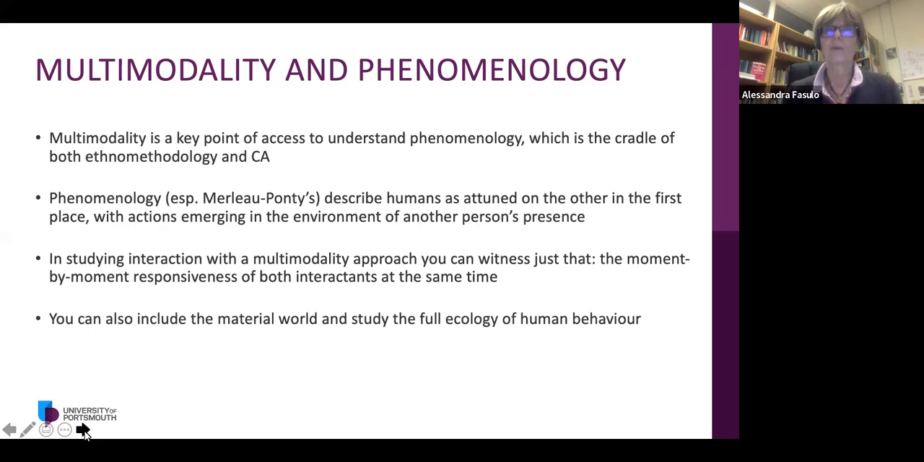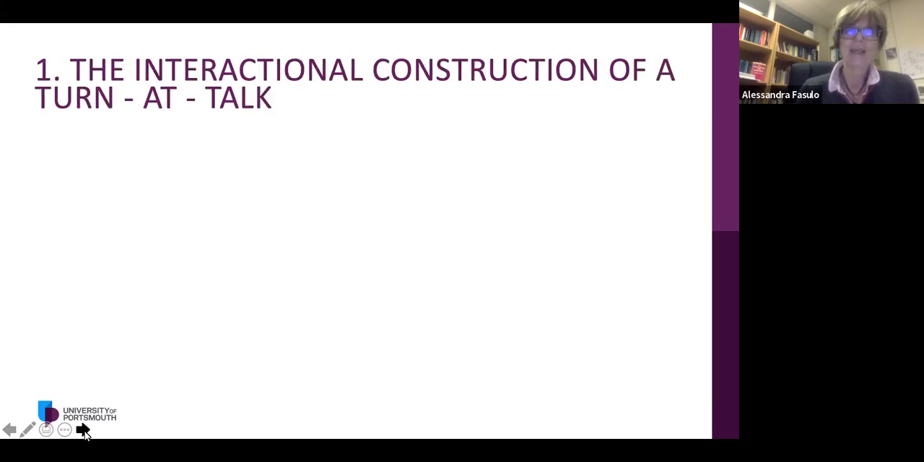And also, like phenomenology recommends, you can include in your analysis the material world, the full ecology of human behavior. So this is definitely a step forward in your study, if that's what you're doing. With the next example, I hope I can really show you that. This is probably our first topic of the four issues that we saw at the beginning.